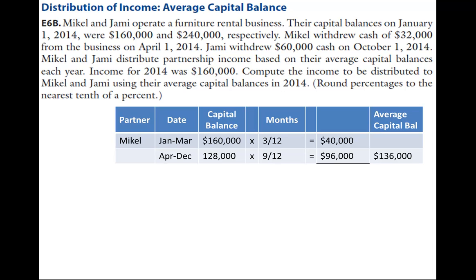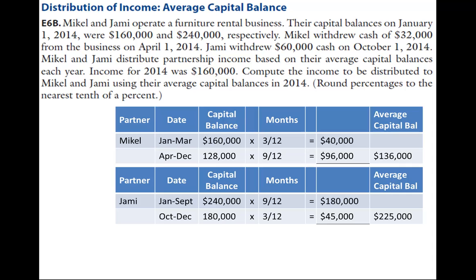get $40,000. Then from April to December, his capital balance went down to $128,000 because of his withdrawal of $32,000. So he had a balance of $128,000 for 9 months out of 12, which gives us an average of $96,000. So if we add together the two averages, we get $136,000 was his average balance for the entire year.